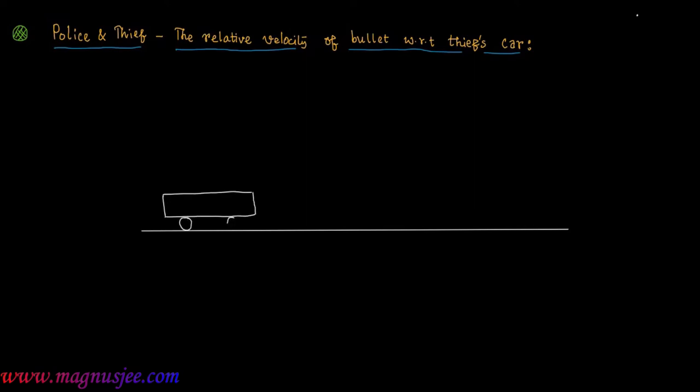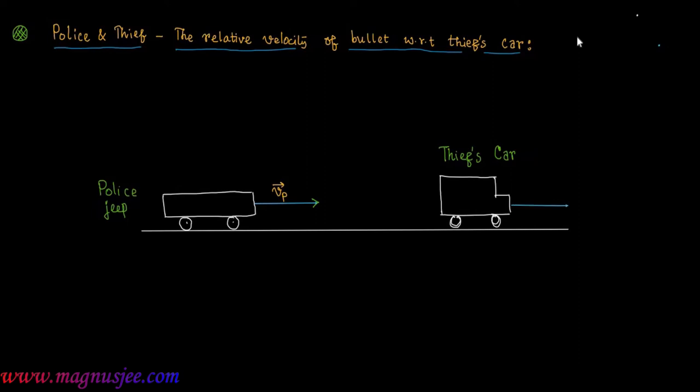In the diagram, this is a police van or police car. The police jeep, that is the police car, is moving towards the right with the velocity vector VP, and this is the thief's car or thief's jeep, which is moving with the velocity vector VT. That means the thief's car is moving towards the right in the same direction as the motion of the police jeep.